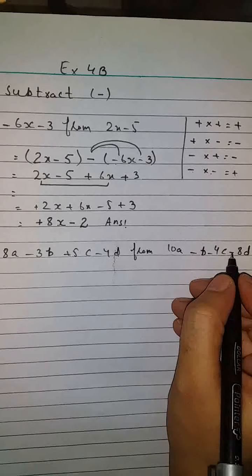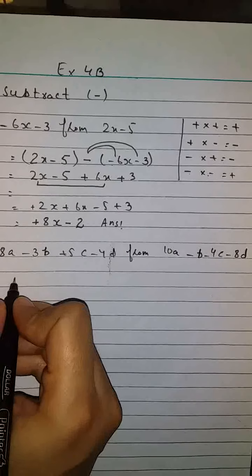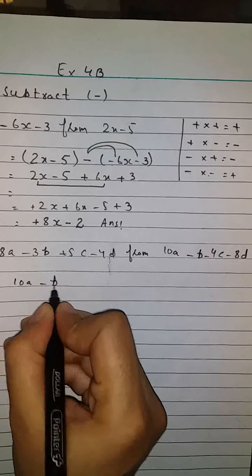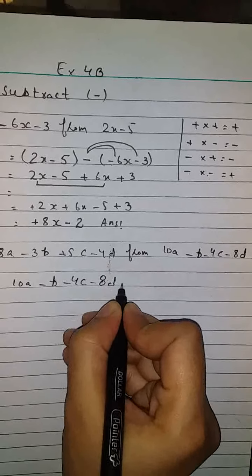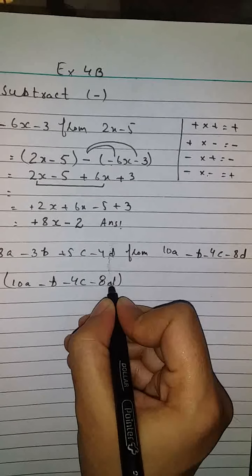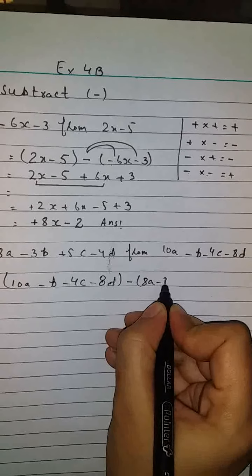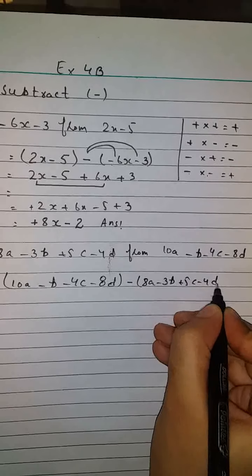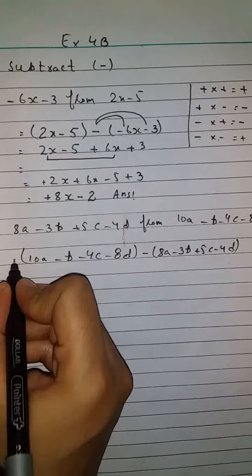We subtract these values. First you write solution. 10a minus b minus 4c minus 8d, bracket, minus, we subtract from here 8a minus 3b plus 5c minus 4d. Got it? First we open brackets.